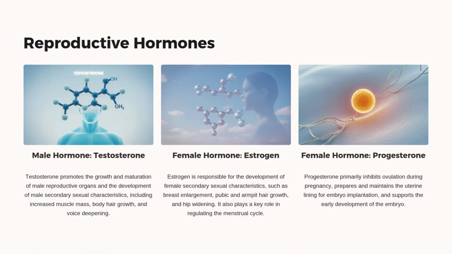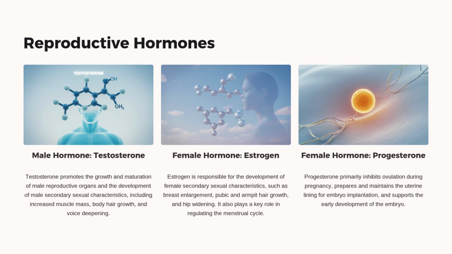Reproductive hormones. Male hormone testosterone. Testosterone promotes the growth and maturation of male reproductive organs and the development of male secondary sexual characteristics, including increased muscle mass, body hair growth, and voice deepening.